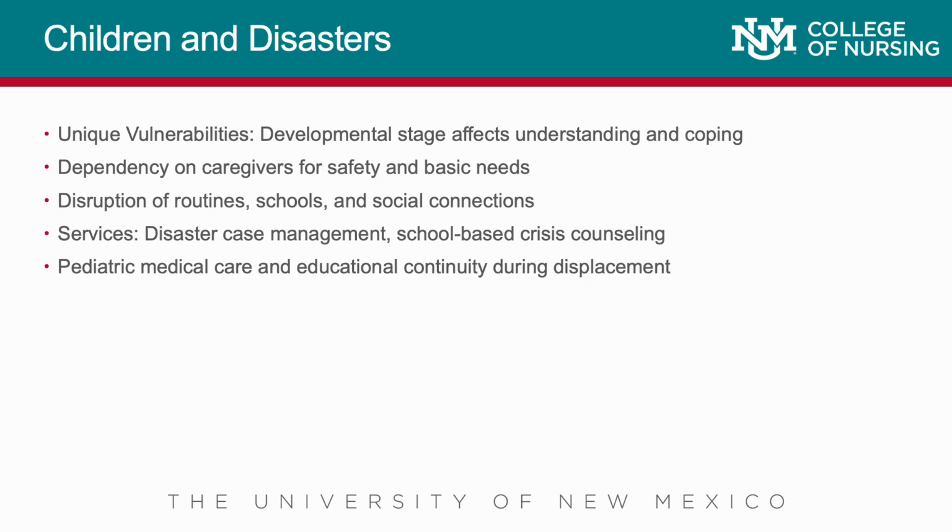Children are particularly vulnerable due to the developmental stage and dependence on caregivers. Disasters disrupt routines and schools. Special considerations include age-appropriate communication, maintaining normalcy, and reunification procedures. Services for children include disaster case management, school-based counseling, and pediatric medical care in shelters. One of the most important things is to try to return children to a state of normalcy as soon as possible, and that means getting them back in school.